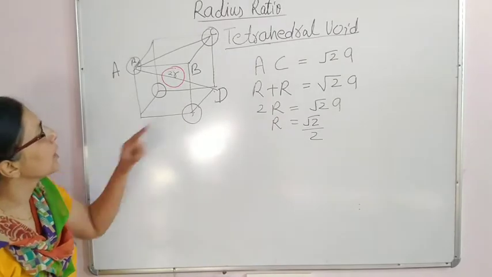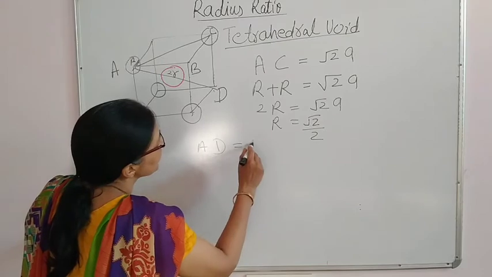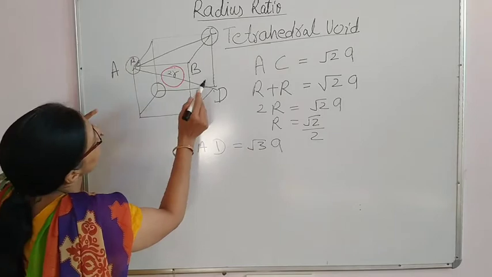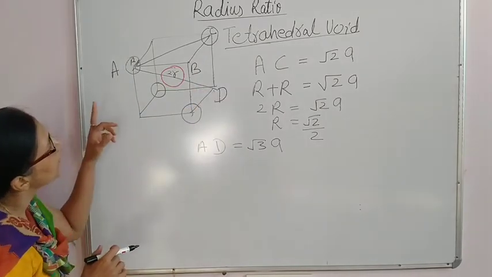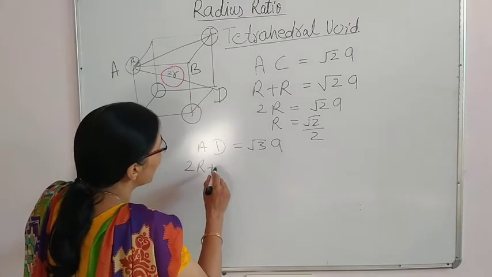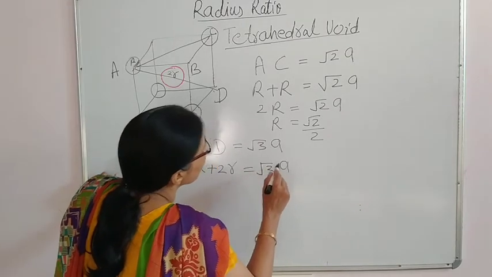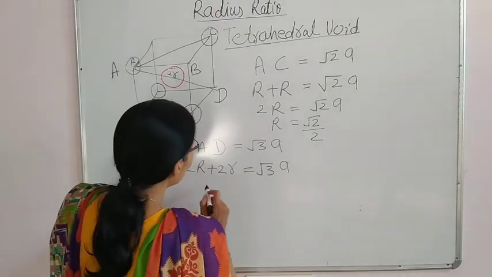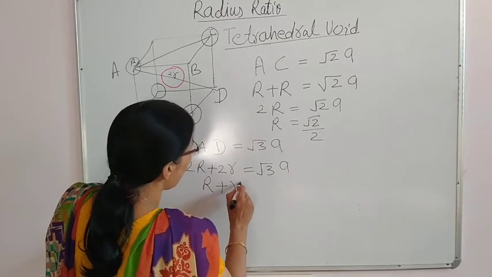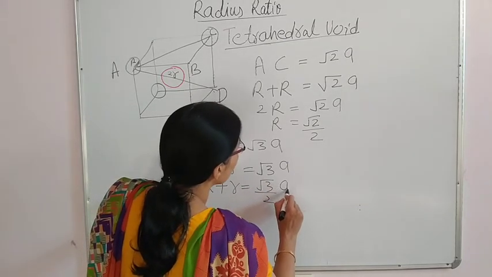Now come to the distance AD. You know that AD is equal to root 3 a, and suppose at position D also one sphere is there, then AD is equal to 2R plus 2r, which is equal to root 3 a. Okay. Now R plus r is equal to root 3 by 2 a.